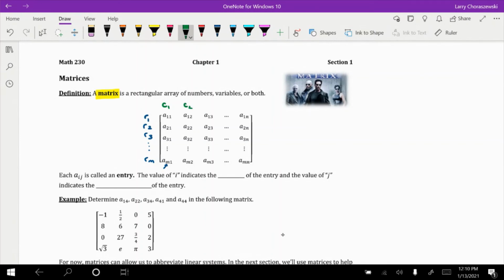The first column would be those consisting of A sub 1, 1, A sub 2, 1, all the way down to A sub M, 1. The second column will be to the right of that, the third column to the right of that, and we get all the way down to the nth column. And how do I know it's the nth column? It has to do with what they're writing after the explicit number here, so A sub 1, n. All in all, these items that are populated within this rectangular array are referred to as entries. And generically speaking, we could write an entry as A sub ij. Now, the value of i indicates the row of the entry, and the value of j indicates the column of the entry.